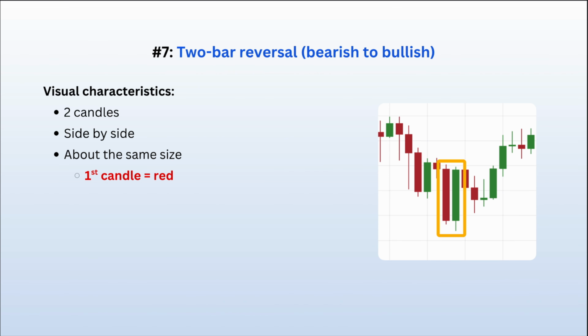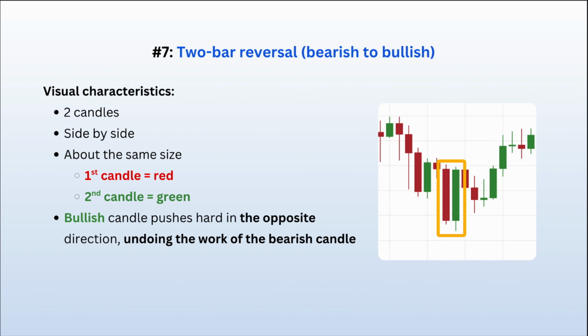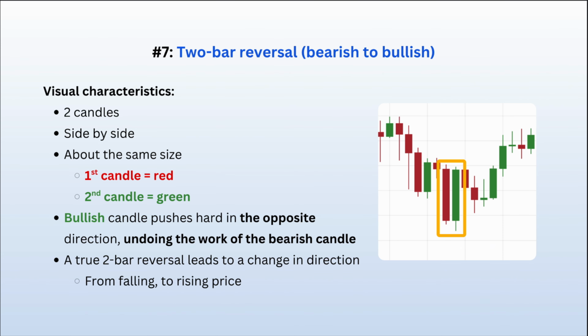When we have a 2-bar reversal from bearish to bullish, the first candle is red and the second candle is green. And in this case, the bullish candle pushes hard in the opposite direction, undoing the work of the bearish candlestick. And a true 2-bar reversal leads to a change in direction. So in this case, from a falling price to a rising price.